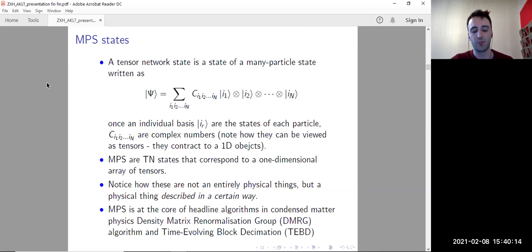Now, notice how we've moved from talking about physical systems in and of themselves to discussing representations of physical systems, how they are described. An important point, and the reason I bring up MPS in particular, is because it is the core element in the headline algorithms of condensed matter physics, or numerical condensed matter physics anyway. That's things like DMRG, density matrix renormalization group, and the time evolving block decimation algorithm.